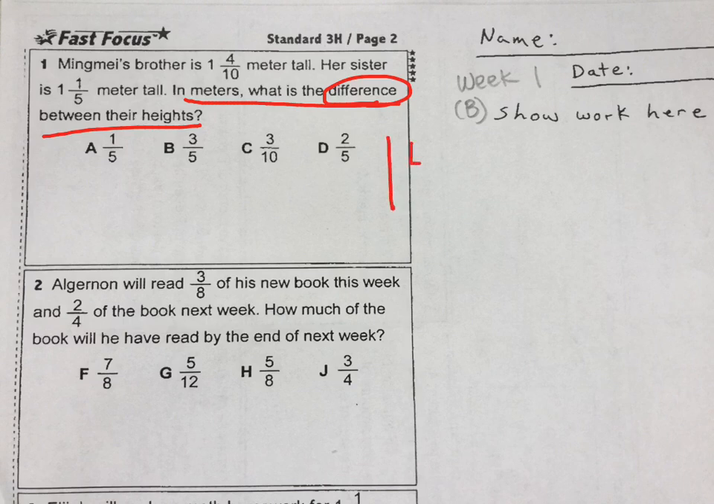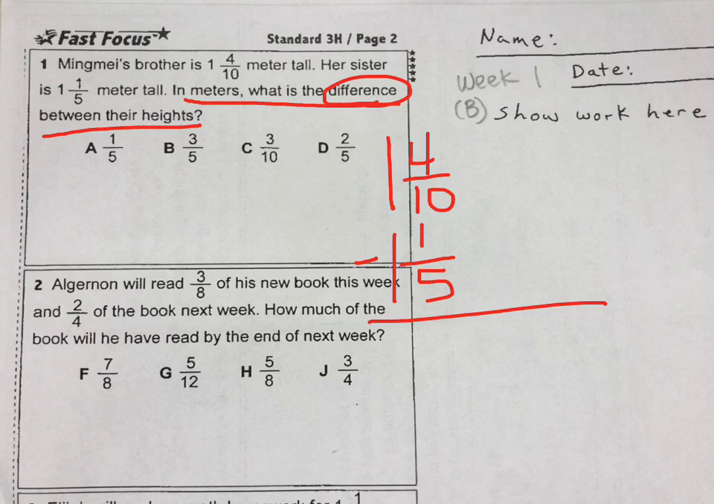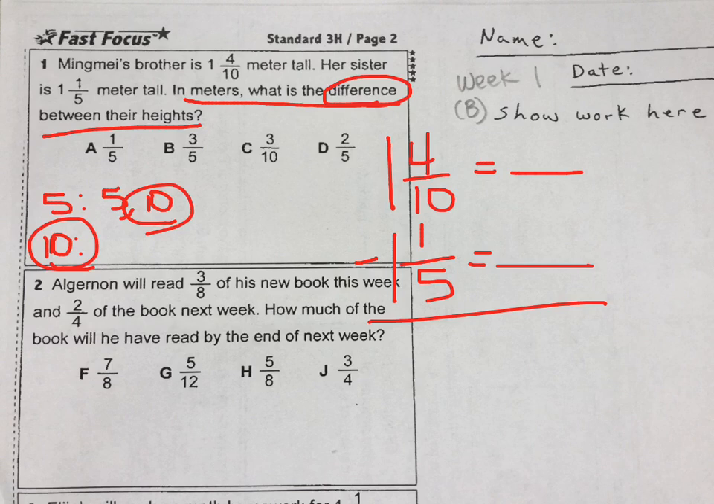So 1 4/10 and 1 1/5. Okay, so let's work this out and see if we're going to be able to subtract it or if we're going to have to convert some fractions. So I'm going to find the least common multiple for 10 and 5, which I know if I know my numbers. 5, 10. I didn't even have to get started, right? So 10 is your common denominator.